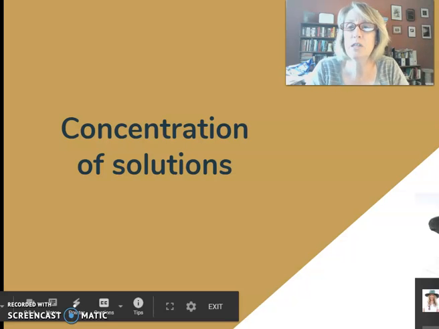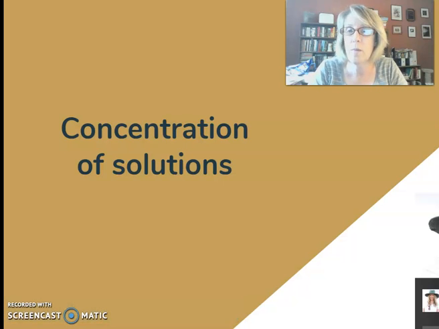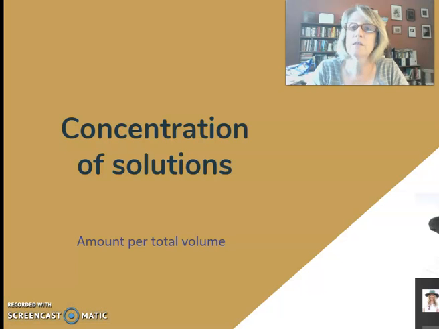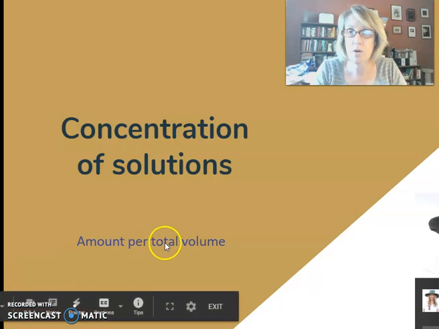All right, so now what I want to do is talk about how we refer to solutions. What do we mean when we think about the concentration of solutions? A concentration in general is an amount per total volume. So it's some amount per volume that gives us the concentration. And once you have a concentration, you can pour off different amounts. The concentration will still stay the same because the amount per total volume is still the same, okay?